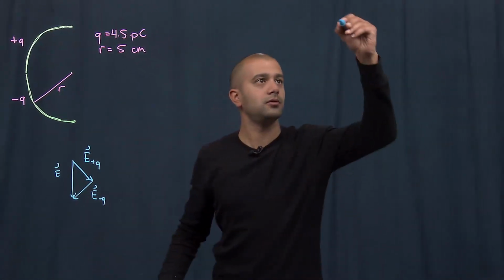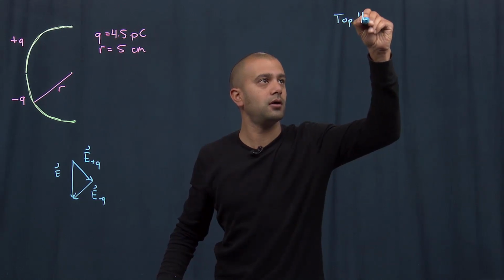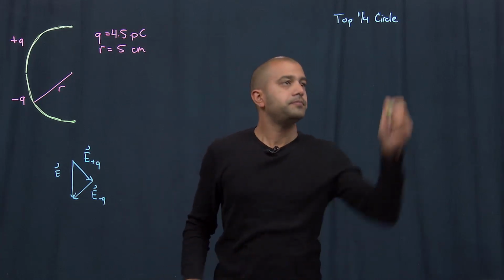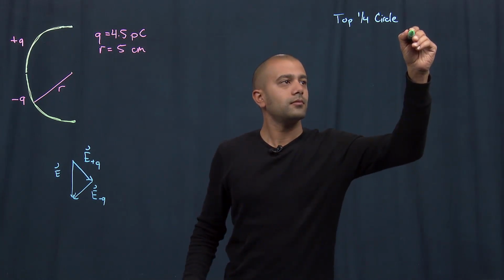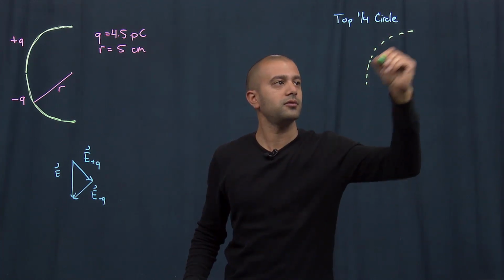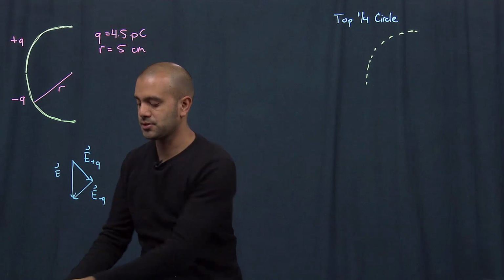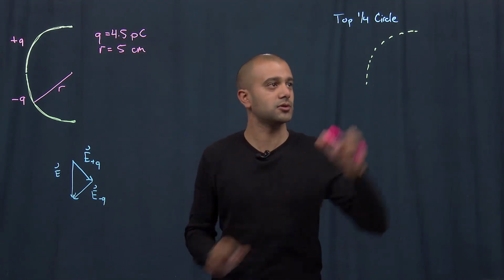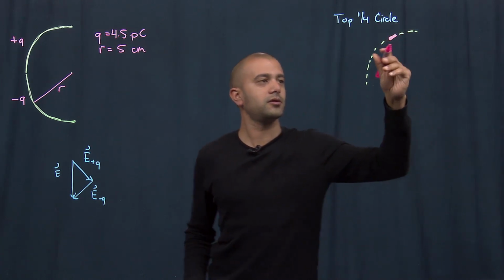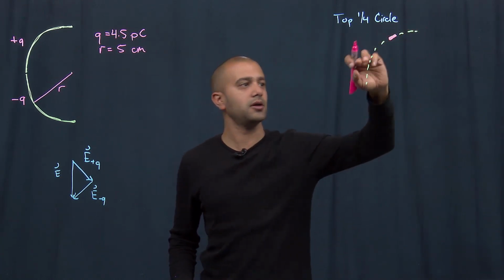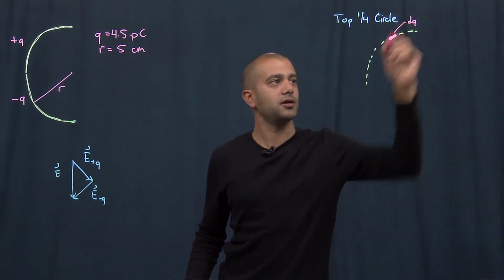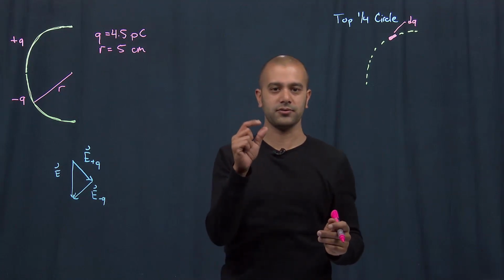So the top quarter circle, I'm just going to redraw it up here. I'm going to kind of draw a dotted line. So what I'm going to do, like I noted earlier, is that you're only going to consider a single part of this continuous charge distribution. And I'll just say, let's consider this little part right here. And you don't want to choose it at the end. It's better to choose it somewhere in the middle of the charge distribution. I'm going to say that guy has a charge of dq. And dq just means that it's a small amount of charge compared to the whole thing.